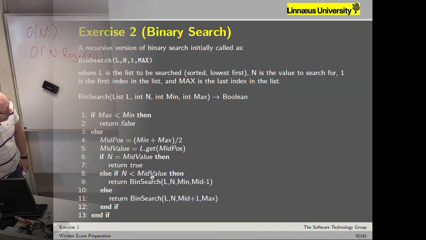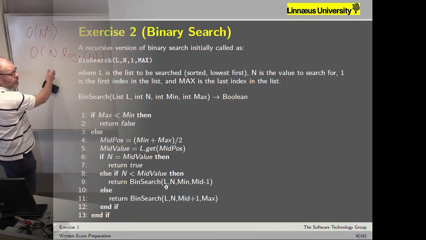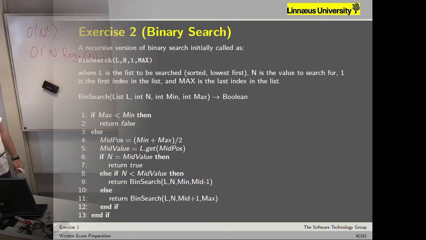If the mid value is larger than the one we are looking for, we should search in the left part of the array. That means we are repeating a binary search with the same array, searching for the same element, but now in a smaller range, min to mid minus 1. Otherwise, if the value we are looking for is larger than the mid value, we are searching in the right part of the array.